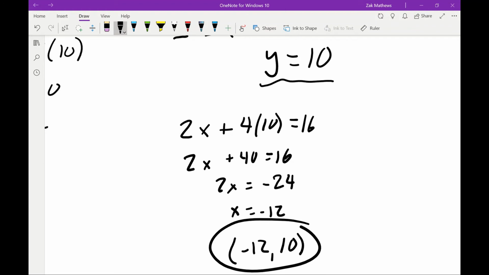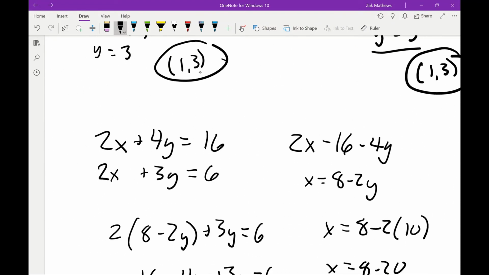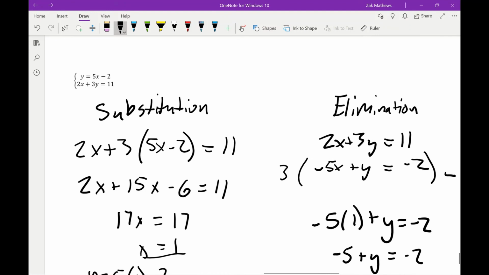So there will be other problems on the homework where it doesn't tell you use substitution or use elimination, it just says solve. And for those, choose whichever one you feel is easier. What I look to see a lot of times is, do I have those variables already lined up? If I do, 95% of the time, I'm going to use elimination. However, if I see that I already have one variable solved for, 95% of the time on those, I will use substitution. So it depends on how the equations are given to me.